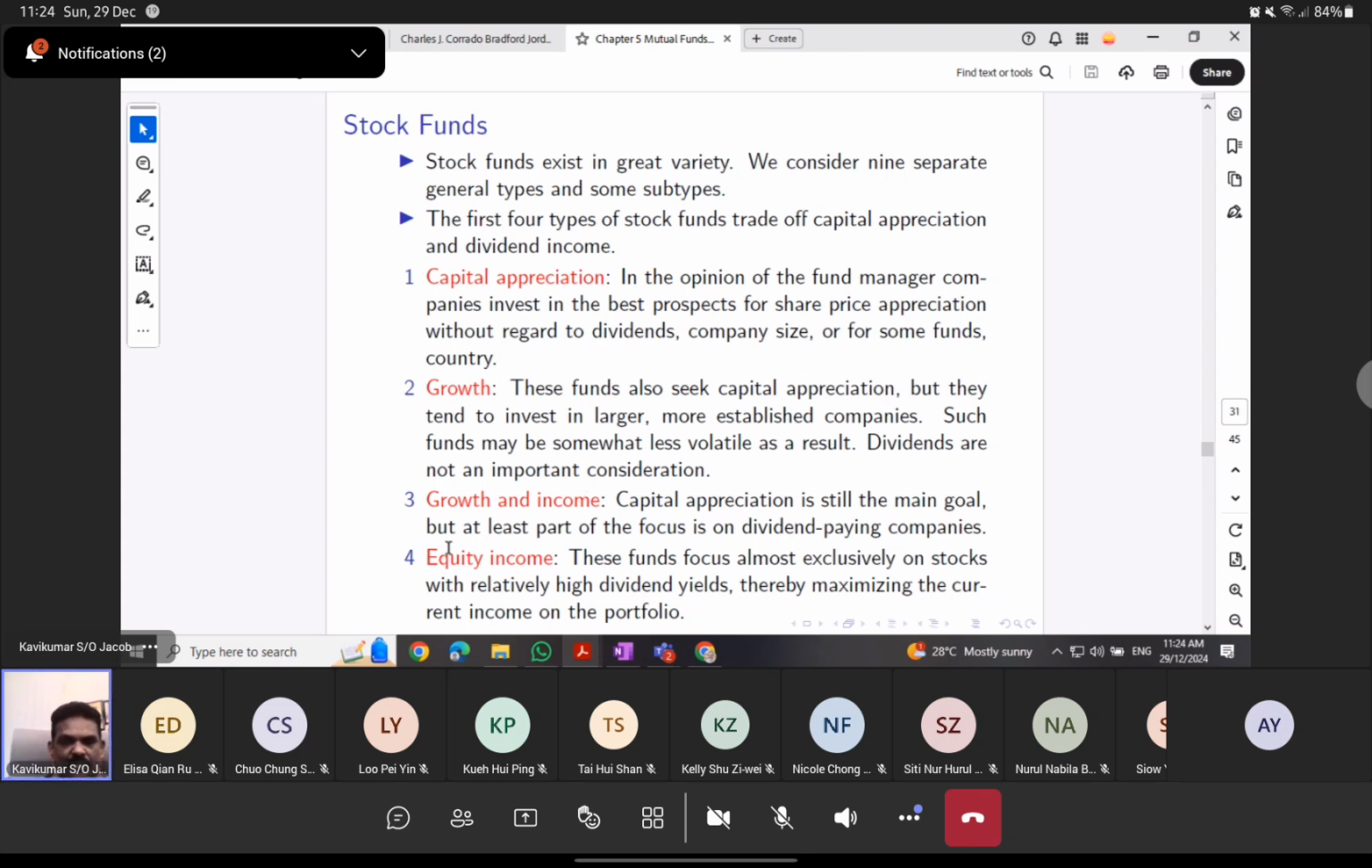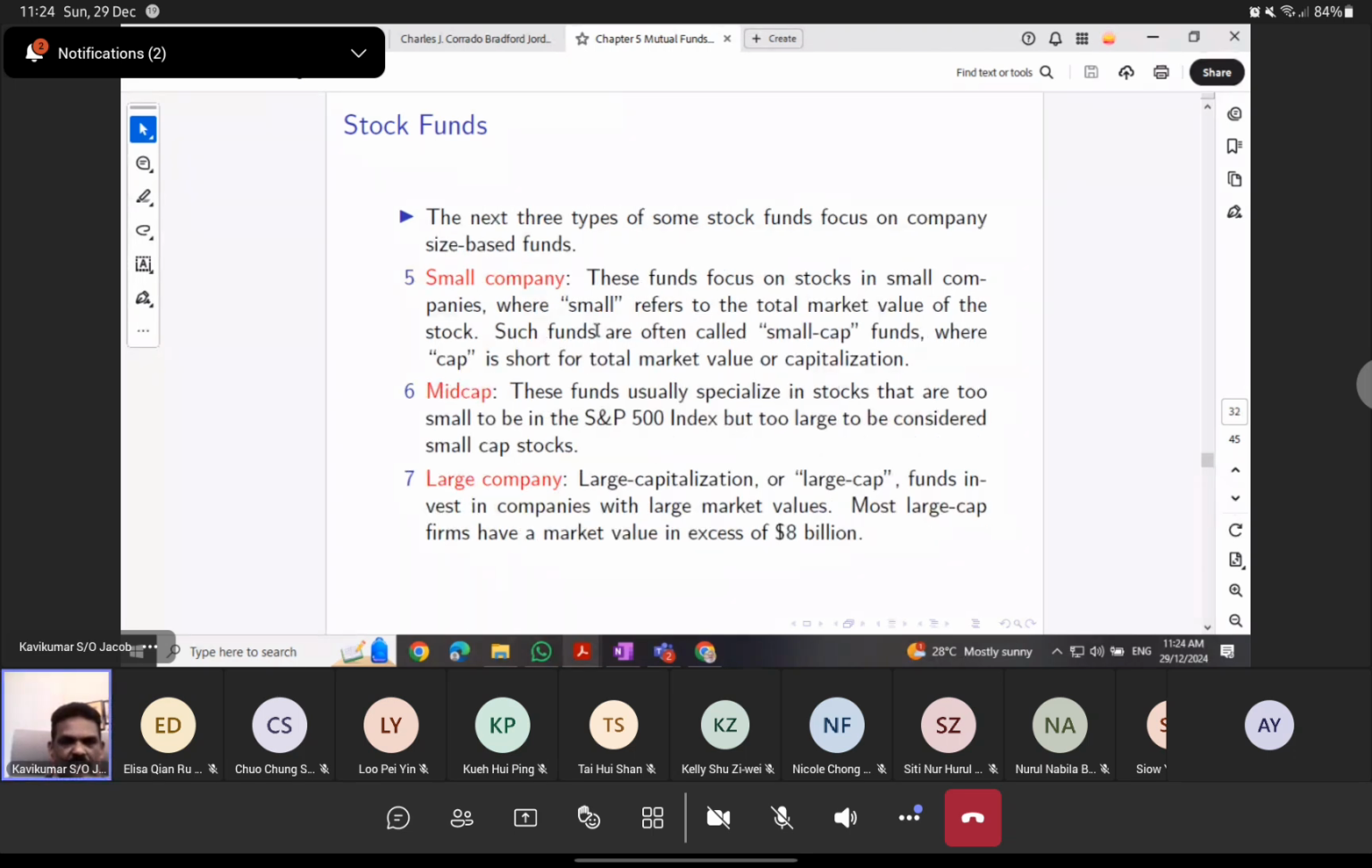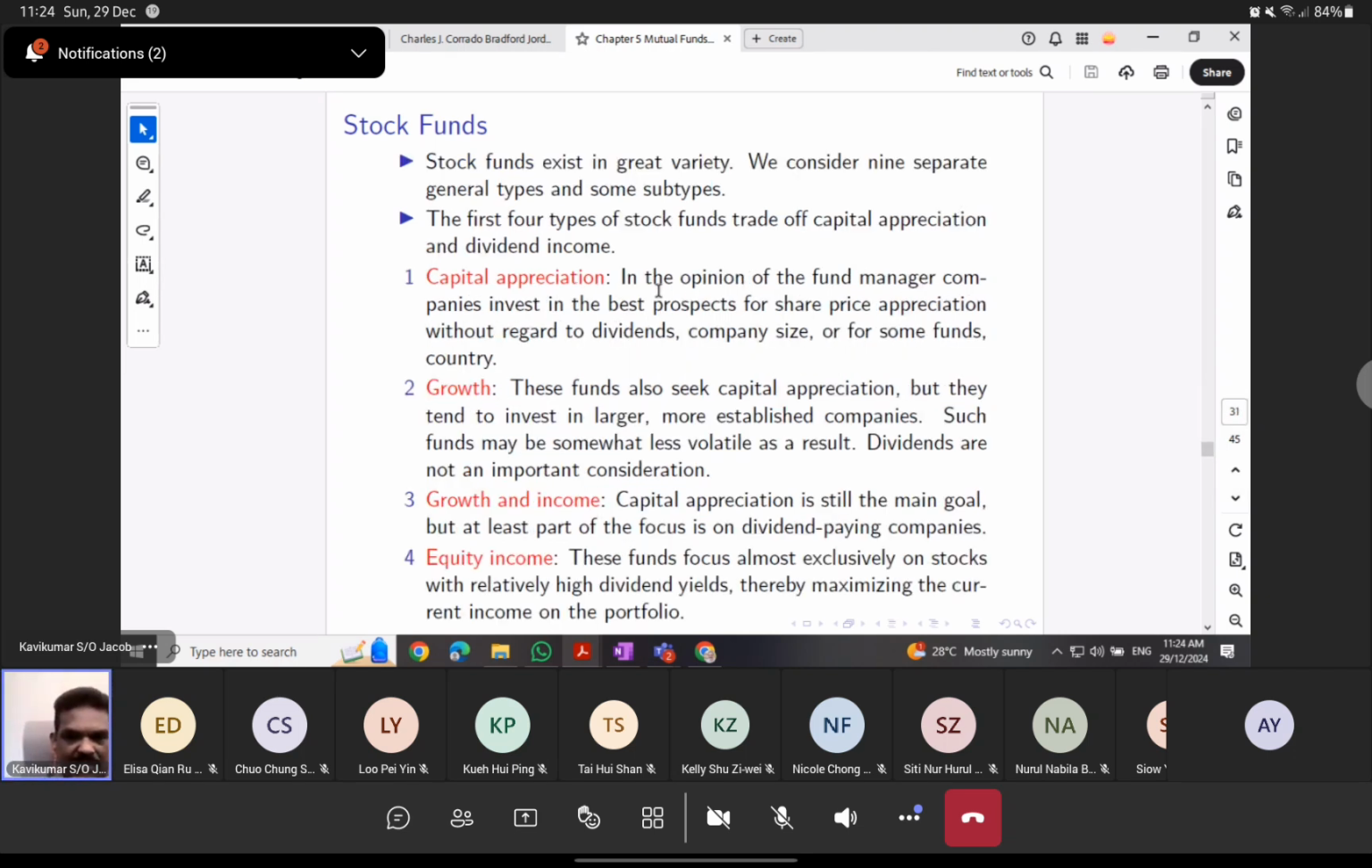Growth and income, equity income. These are some terms from the stock fund. Small company, mid cap, large company. These are some information about the stock fund.